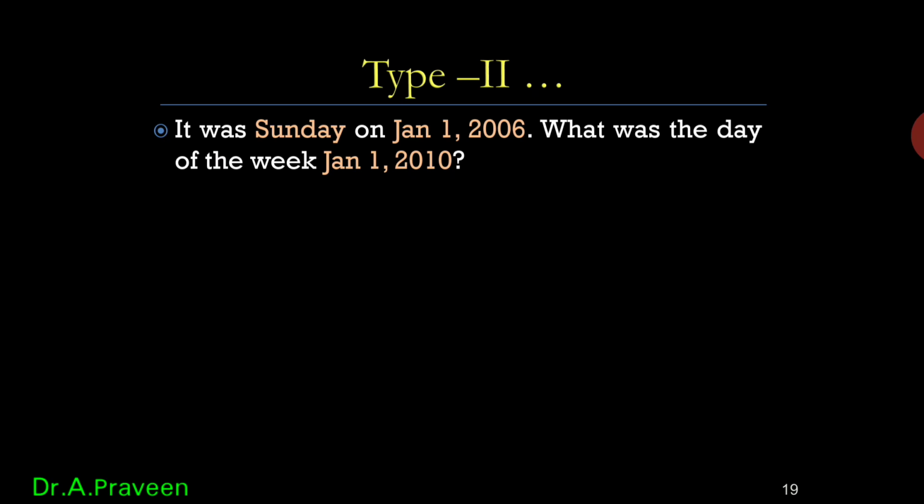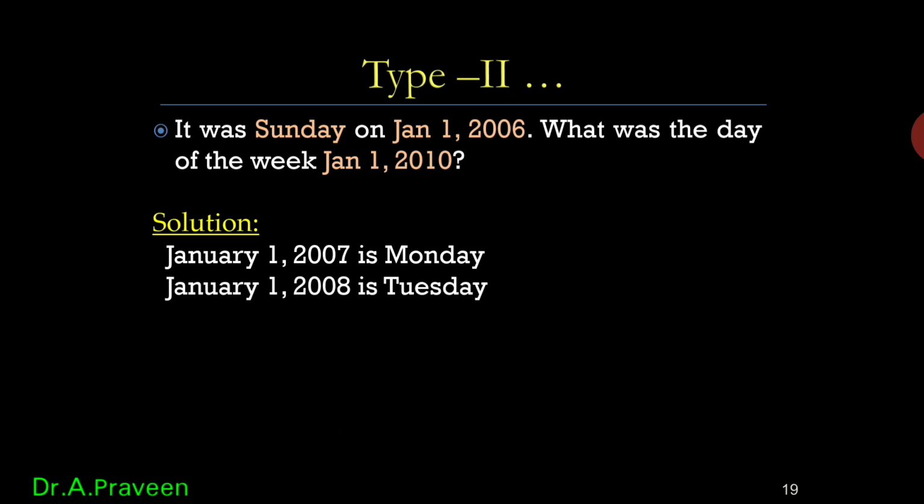We shall go a little bit faster with this example. If January 1, 2006 is Sunday, what is the day of the week on January 1, 2010? So first we shall find January 1, 2007. It will be a Monday because 2006 is not a leap year. And January 1, 2008 will be a Tuesday because 2007 is not a leap year.